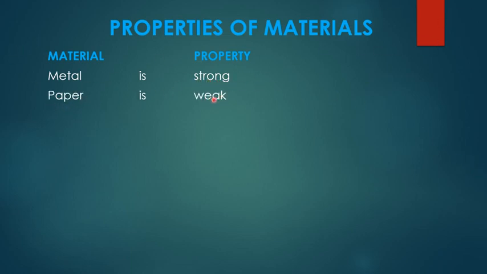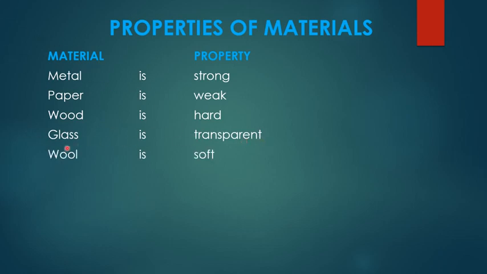Paper is weak. It means that it can be destroyed or torn easily. Again, weak is a property of paper. It says how paper is. Next, we have wood. Wood is hard. Hard is a property of wood. It says how wood is. The next material in the list is glass. Glass is transparent. It means that we can see through it. Wool is soft.